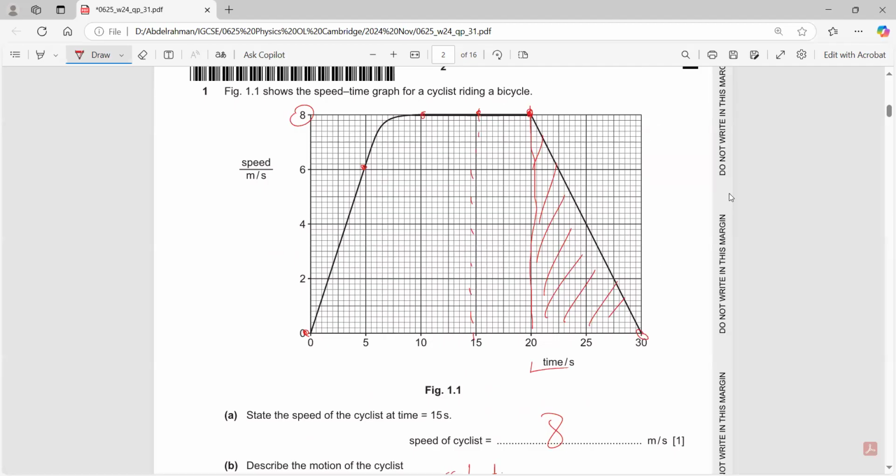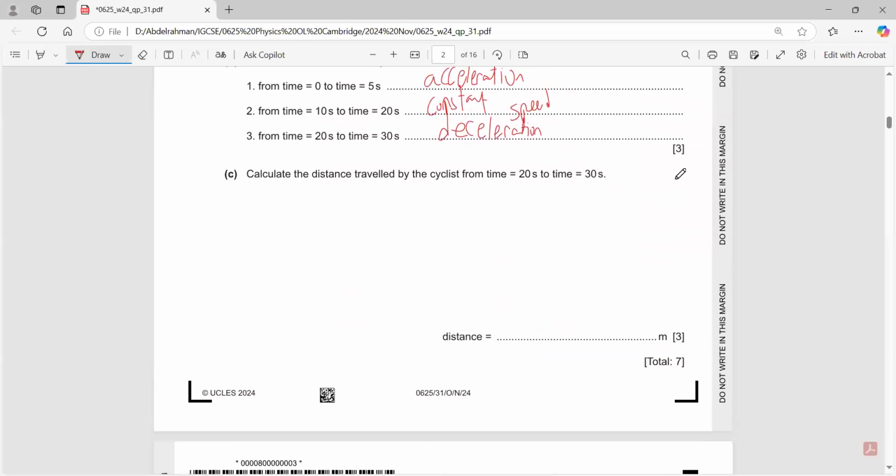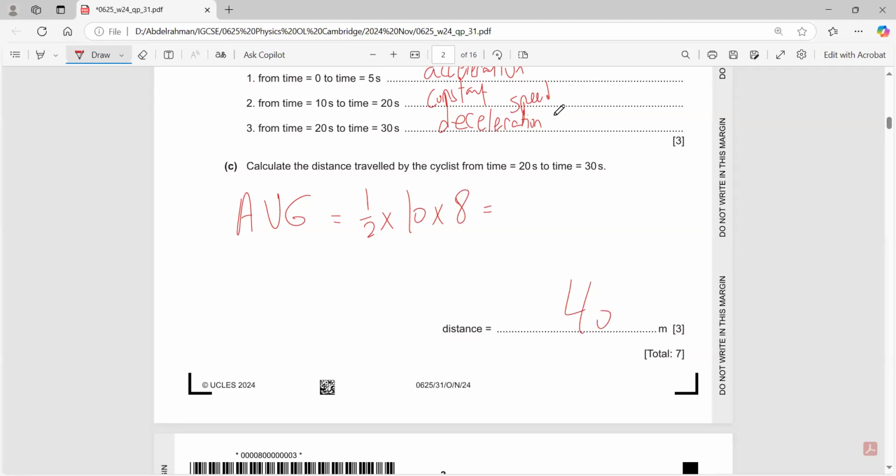Yes, the distance between 20 and 30. 30 minus 20 is 10. So area under the graph, which is half times 10 times 8, which is 40 meters. Okay.